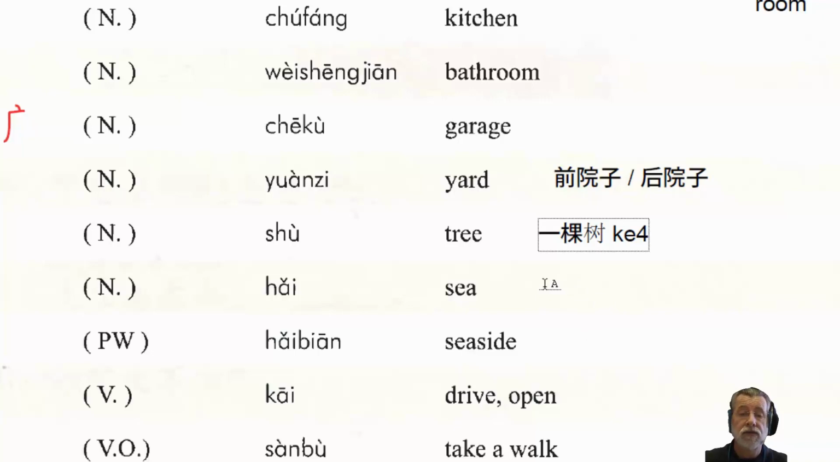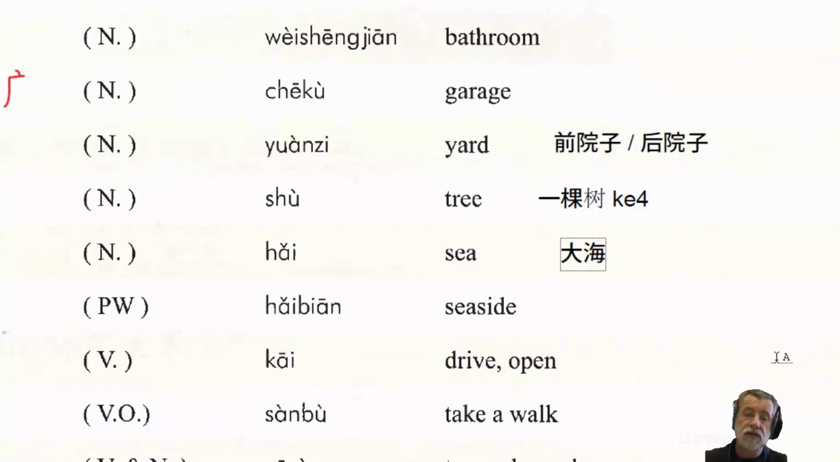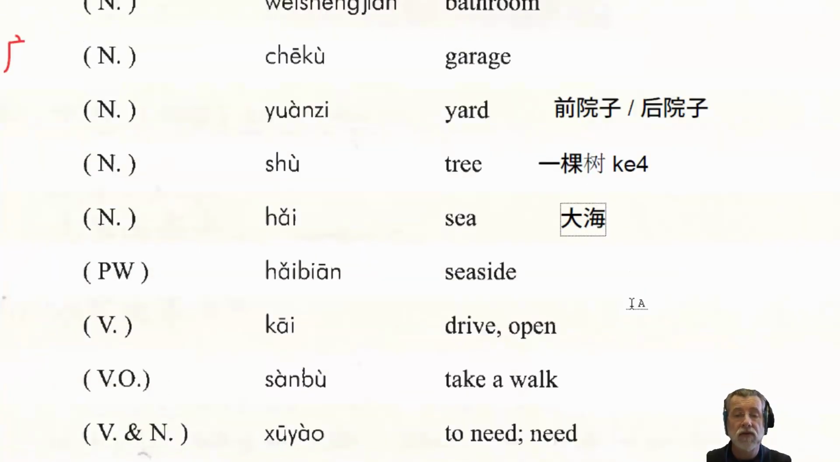We now have sea, 海. If you wanted to say the ocean, for example, you say 大海. That's the ocean, as against the sea. And in this dialogue, sea is used together with 边 to express the concept of the seaside. 海边, 去海边玩. So go to the seaside to enjoy yourself.